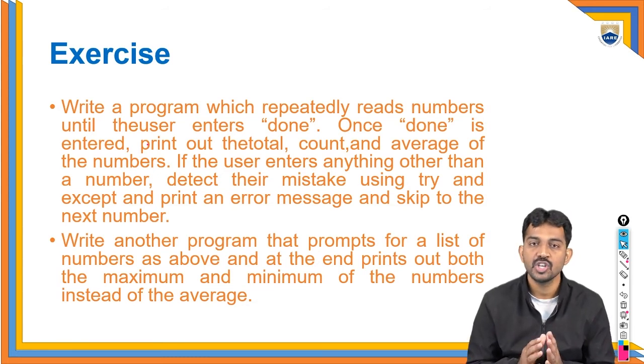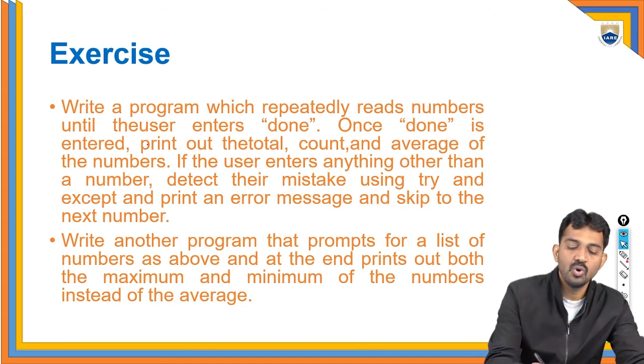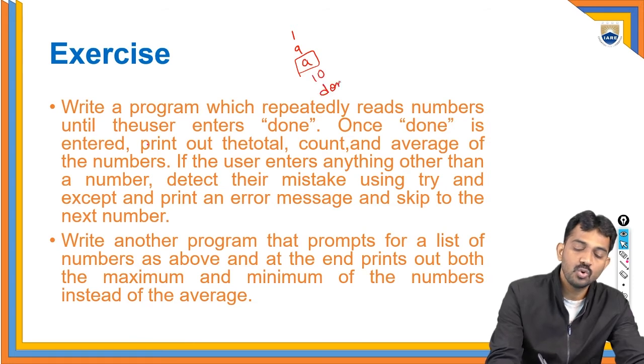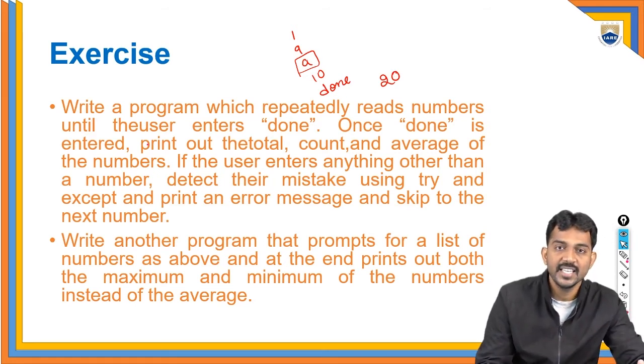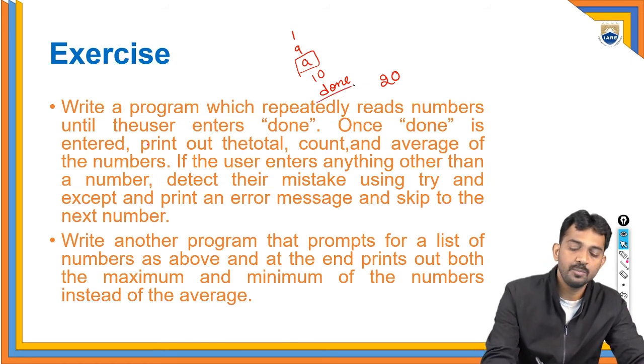What is your task here? It is required to read the numbers until you enter done. If you enter done, you need to stop the process. Otherwise, you need to add the numbers. If you enter anything other than done or a number, you need to identify it and skip that step. For example, 19A is not a number, right? So you simply skip that, then 10 and done. So the answer should be 20, because you need to read all the numbers until you enter the done input.